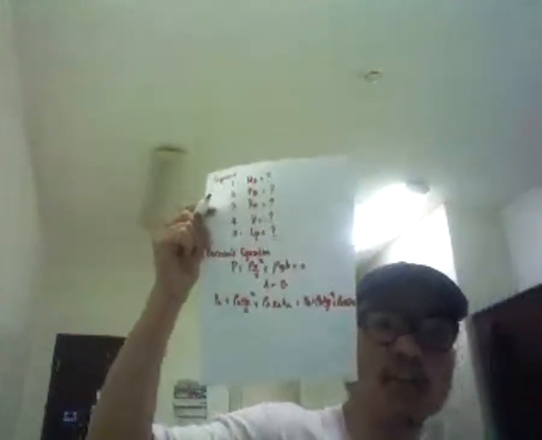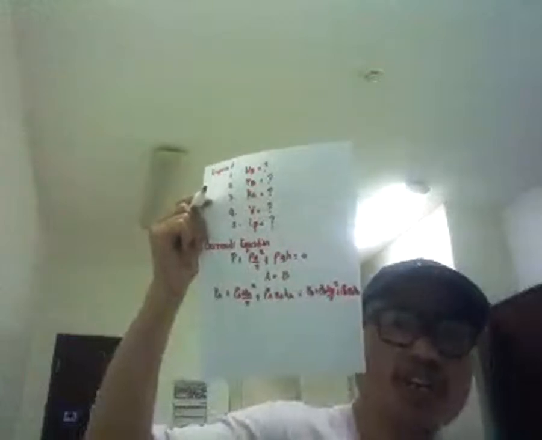So pressure B, density B, velocity B squared over 2 plus density B, gravity B, and HB. So they are equal because of the continuity law, the law of conservation of energy.